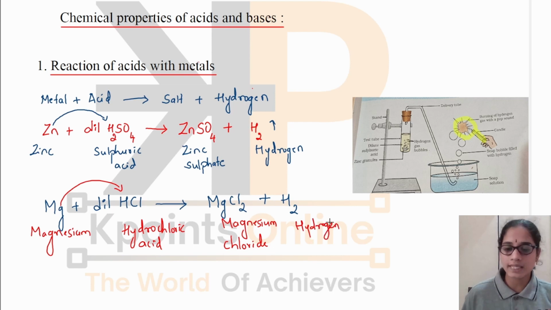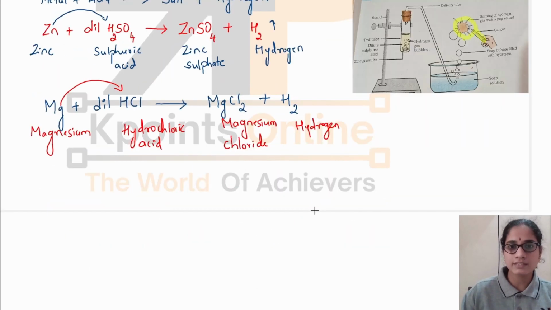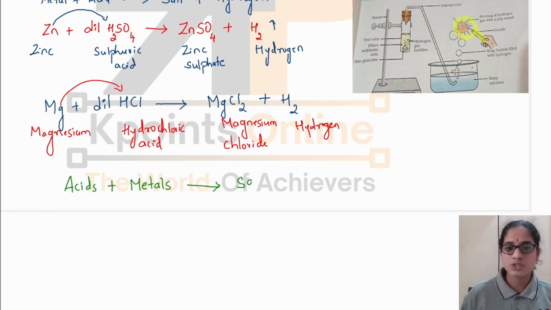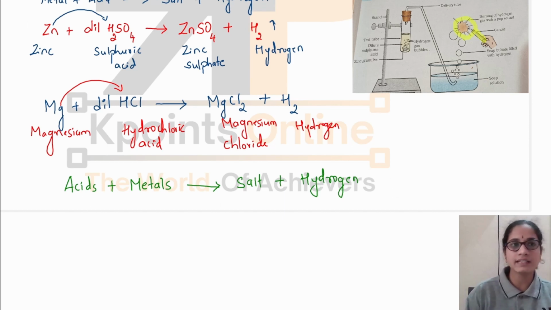So in general, when acids react with metals, what happens? There is a formation of salt and hydrogen gas. I can generalize this equation as: acid reacts with metal to form salt and hydrogen gas. If you remember this general equation, you can easily write the reactions of metals with acids.